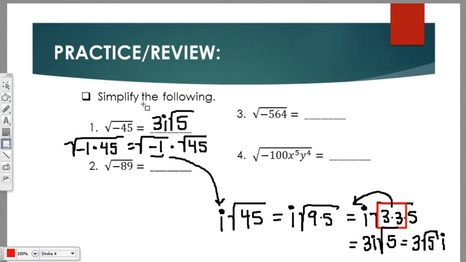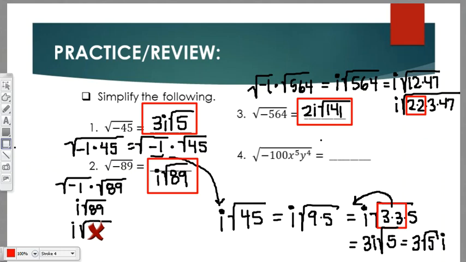I want you guys to try number 2 and number 3. Try those, take a second, pause it, and then we'll do number 4 together. All right, take a second, check them. These ones are a little more tough, because if you're like me, you thought to yourself, oh, 89's got to break down into 2 numbers. But there are no 2 whole numbers that multiply to make 89, so this one is as far as you can go. 89 is a prime number. So all you needed to do is take out the i, or in other words, get rid of the negative, create the i, and then you're left with the square root of 89.